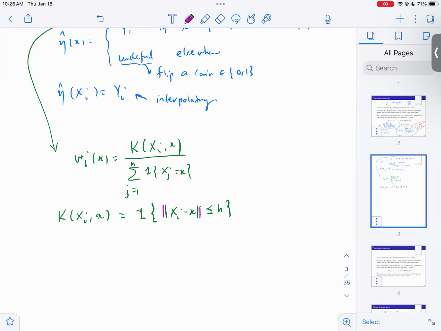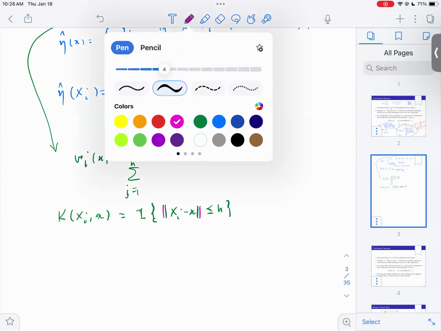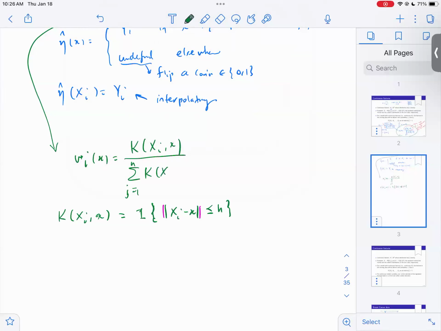And yes, the denominator in the W is still, sorry, should be the same thing. Thank you. Okay, so this is the weight, and then my estimator would be this.